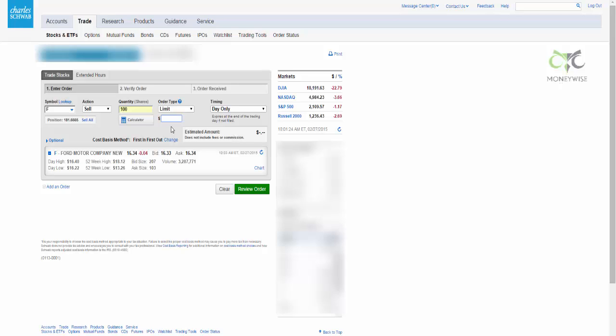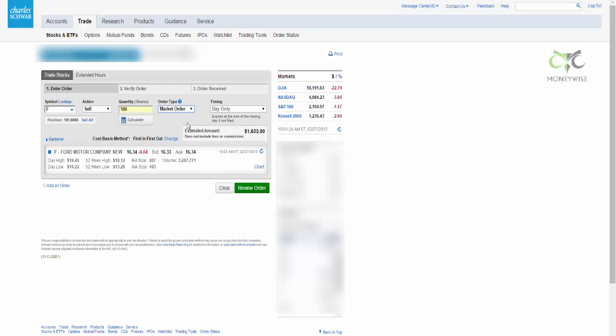For example, if I wanted to make a certain amount, I would enter a limit order and set the sell price at, say, $16.75 per share. I'm not so sensitive to price, so I'm going to sell at the current price. So I enter a market order.